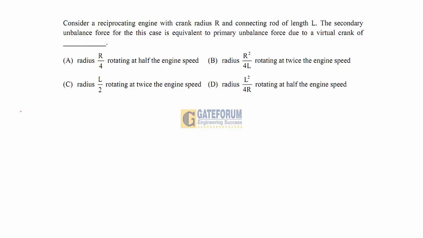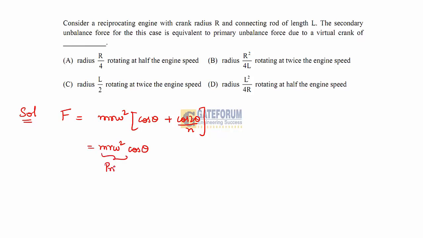Here first of all I need to write the unbalanced force equation, that is F is equal to m r omega square into cos theta plus cos 2 theta by n. So this I can write as m r omega square cos theta, this is the primary force. And next is m r omega square cos 2 theta by n.